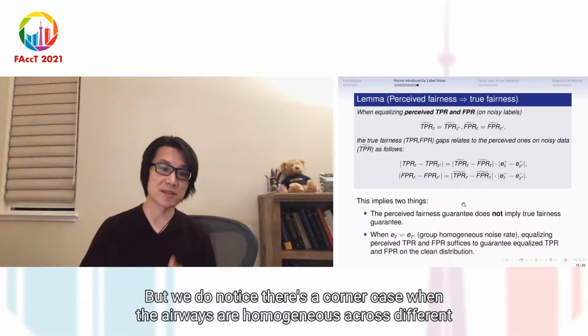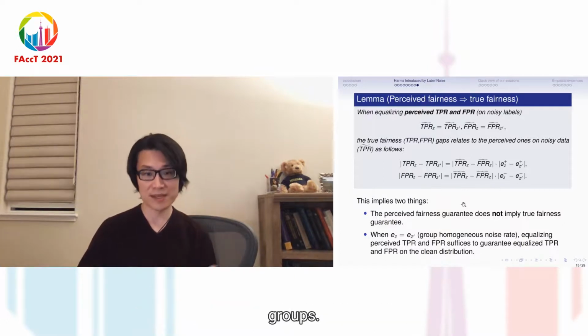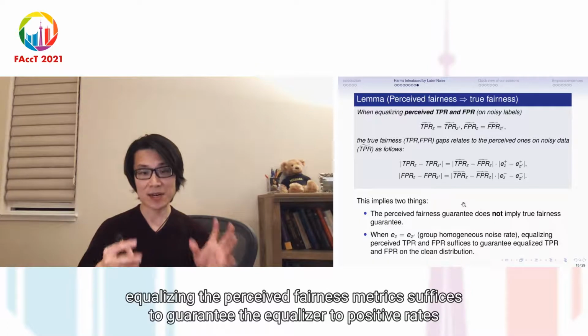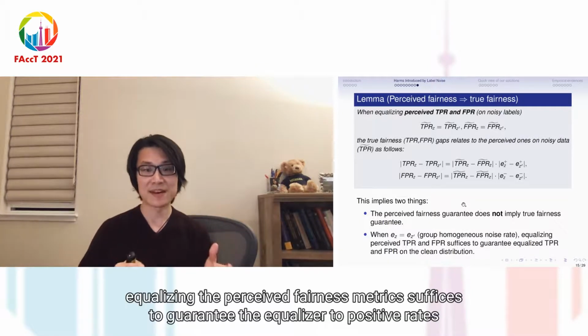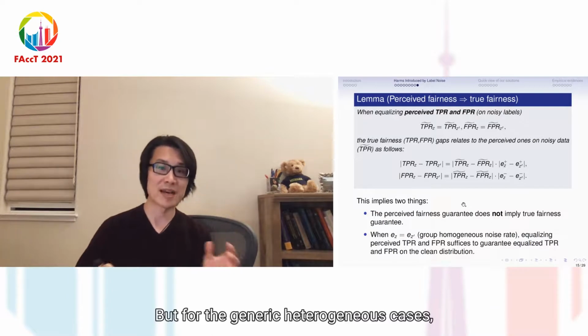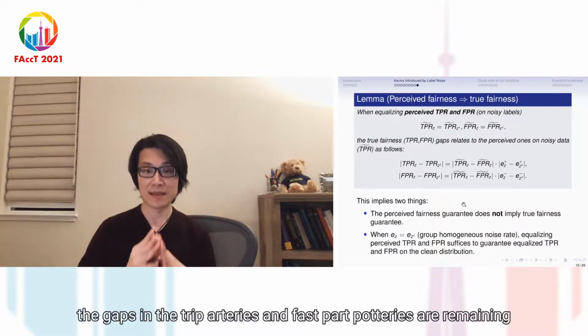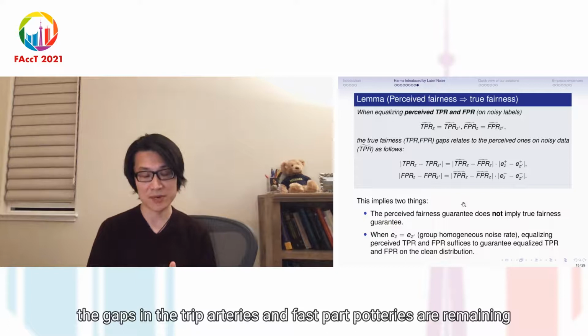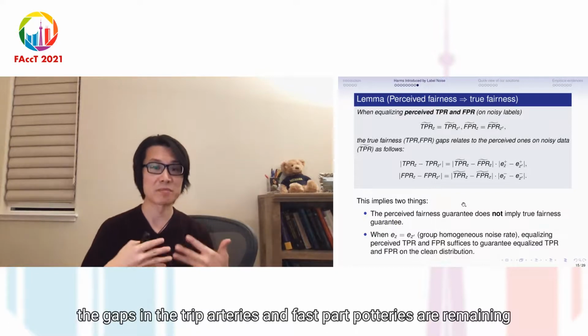But we do notice there's a corner case when the error rates are homogeneous across different groups. It seems like equalizing the perceived fairness metrics suffices to guarantee the equalized true positive rates and false positive rates defined on the clean distribution. But for the generic heterogeneous cases, the gaps in the true positive rates and false positive rates remain positive.